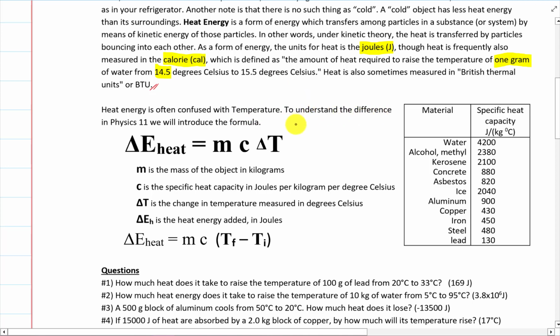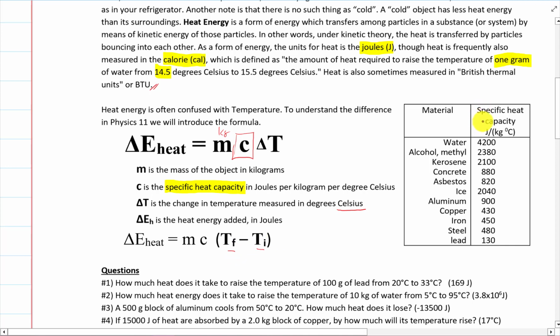And to understand the difference, we use this formula in Physics 11: the heat energy Q is equal to m, the mass of the object in kilograms, times C, another constant that depends on the material, just like mu depended on the materials in friction. C is called the specific heat capacity, where mu was the coefficient of friction. And then times the change in temperature. T is the temperature, measured in Celsius. But it's not just the temperature, it's the change in temperature that's important: temperature final minus temperature initial.